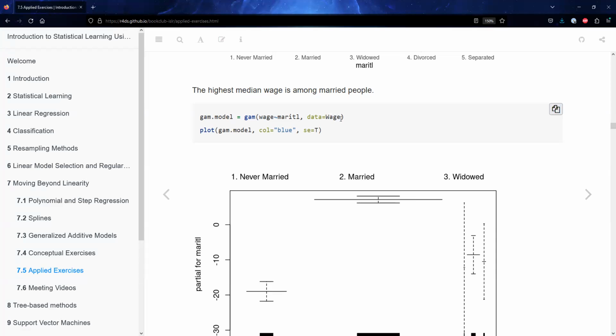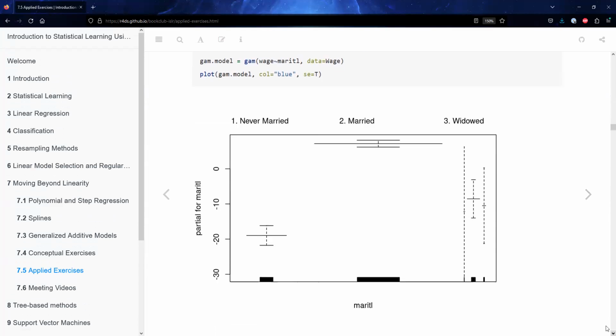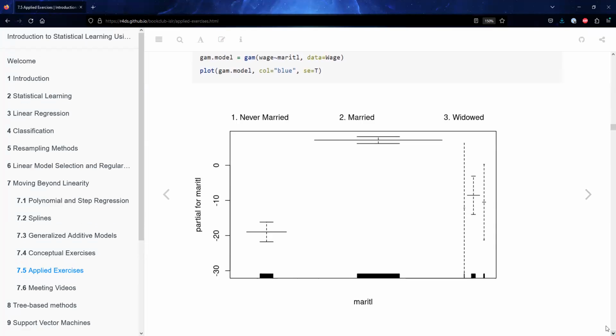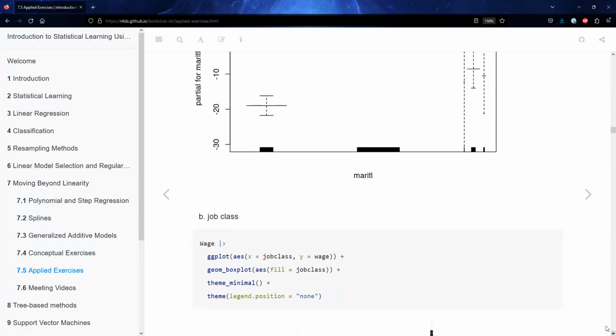That is, you could subset the wage data to skip over the widowed people in category 3, but for some reason the GAM didn't change, at least when I was running the code.